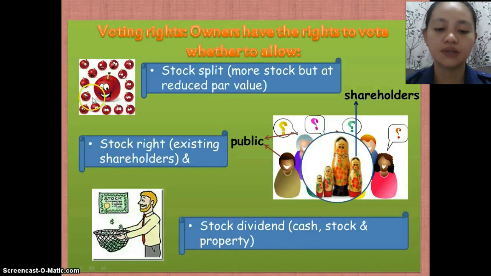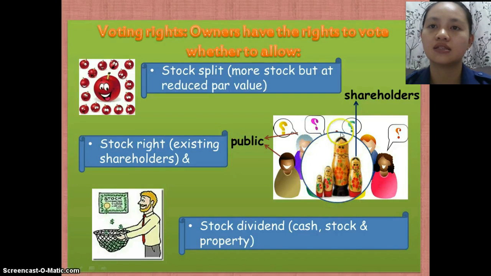Okay, stock split is a way to create more stock but at a reduced par value, and stock right is the right given to the existing shareholder. For example, this is given to the existing shareholder when issuing new shares before they are announced to the public. And the third one is stock dividend, which is to give dividend by cash, stock, and property.